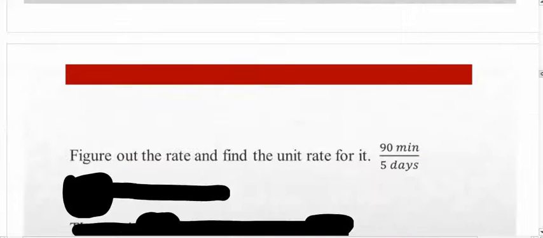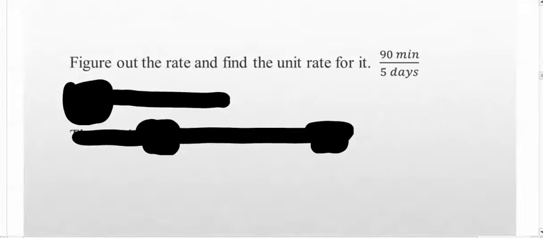So our last example in rates is to figure out the rate and find the unit rate for it. So 90 minutes divided by 5 days. So right here you can see that it's two different types of units. So minutes to days. So you'd have to find a way to get both numbers to have the same units or variables.